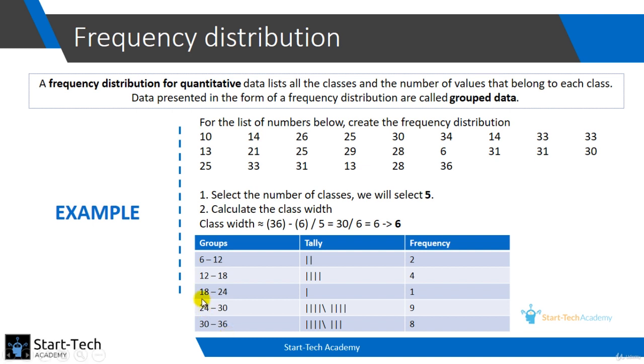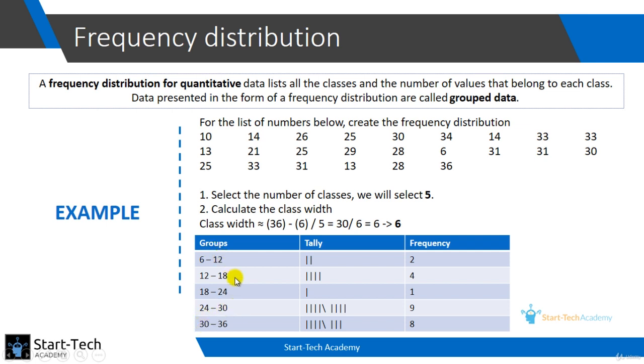To avoid confusion about which class a number like 30 will belong to, we usually follow this convention: 30 will not belong to this class, it will belong to the 24 to 30 class. That is, 30 will be part of the upper range and not of the lower range.